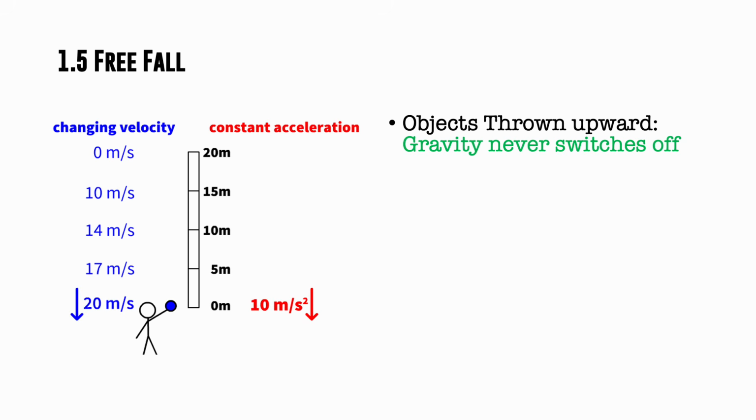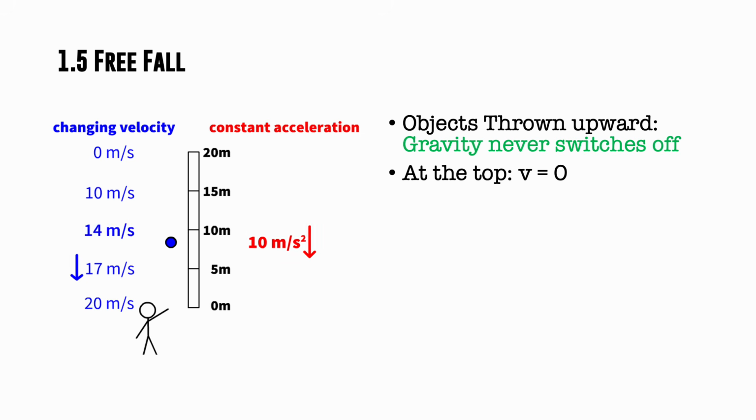So wink, wink, nudge, you're going to see this question a lot. What is the acceleration due to gravity at the top of its path? We better say 10 or 9.8. So once again, gravity never switches off. At the top of the path, or the apex of the path, the velocity is 0. It's not moving for a micromillisecond. So for that tiny moment in time, it's not moving.